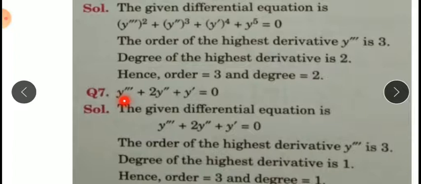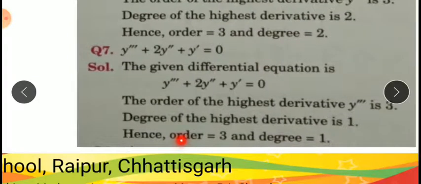Y triple dash plus 2y double dash plus y dash is equal to 0. Understood, y triple dash means this is third derivative. Third derivative means order is 3. What is its whole power? Whole power is 1, means degree is 1.